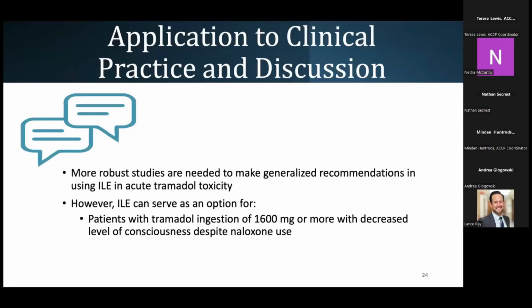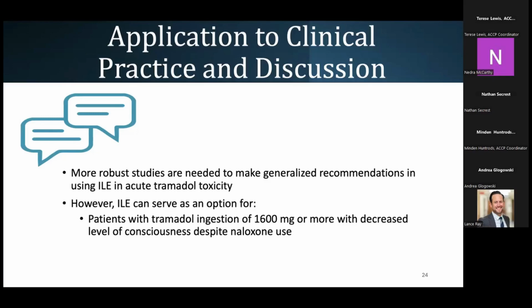So can we use intravenous lipid emulsion in our ED to help with tramadol? Definitely, and this was something that the study noted, that more robust studies are needed to make a generalized recommendation in using intravenous lipid emulsion in acute tramadol toxicity. However, I think it could be an option for patients who present with tramadol toxicity of 1,600 milligrams or more, with decreased levels of consciousness despite using naloxone and benzodiazepine.